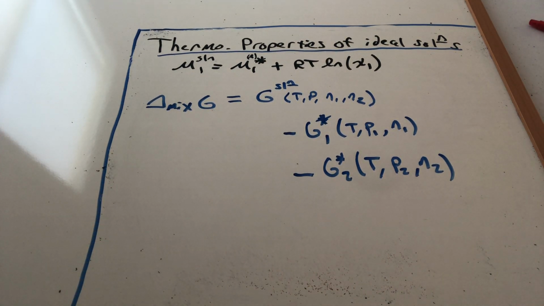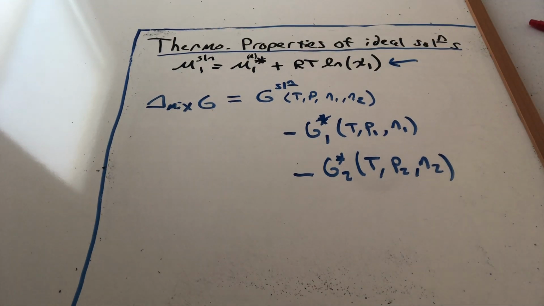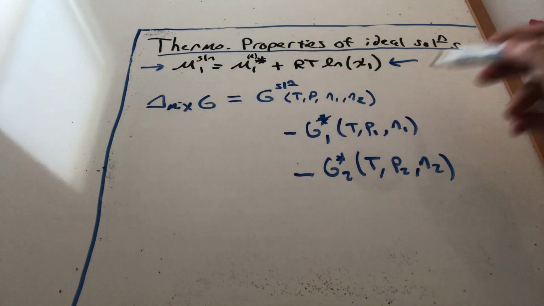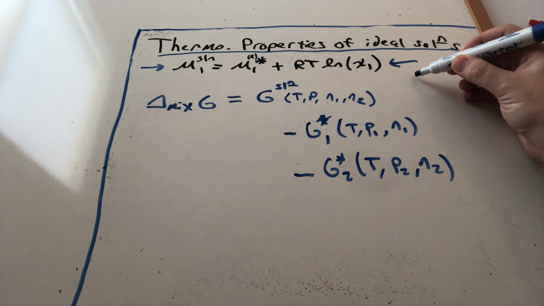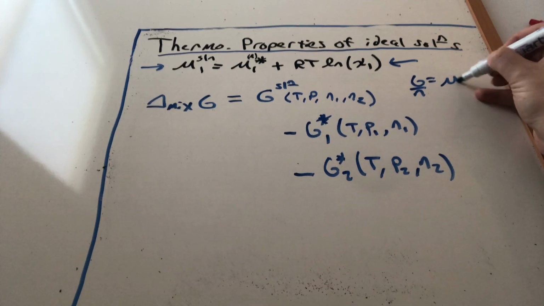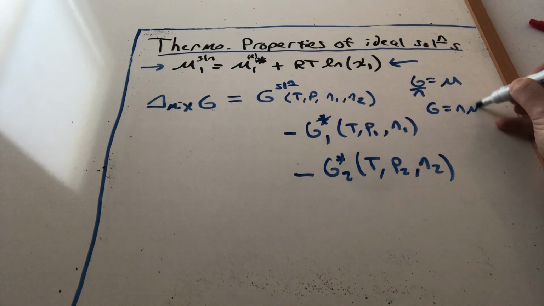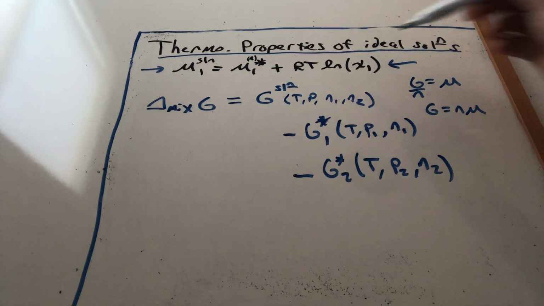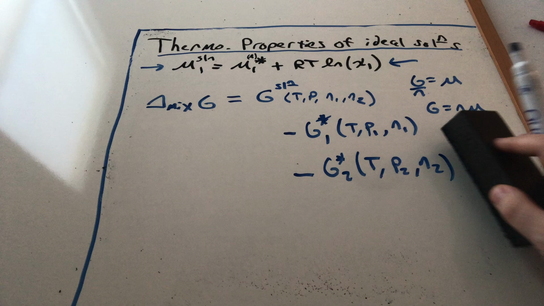So with that simple idea, we say, hold on a second. I just spent a lot of time deriving chemical potential formulas, right? And I know how chemical potential formulas relate to G's, right? We know that G over N is equal to mu, or G is equal to N mu. So we're going to use this idea now to make this equation applicable in this scenario, okay?